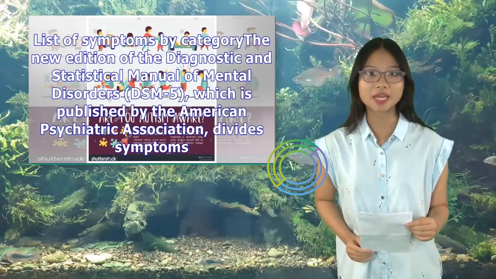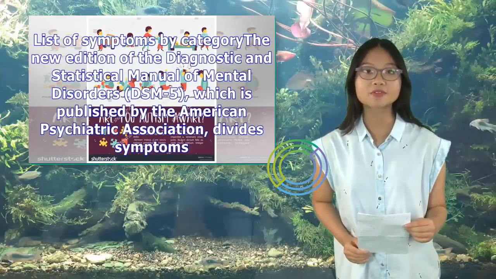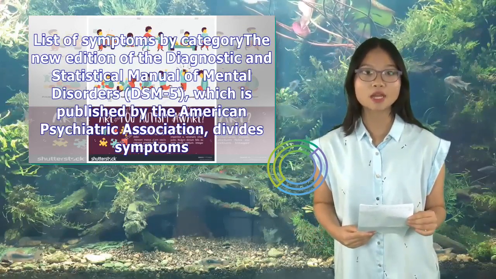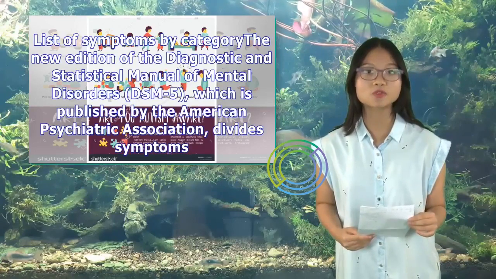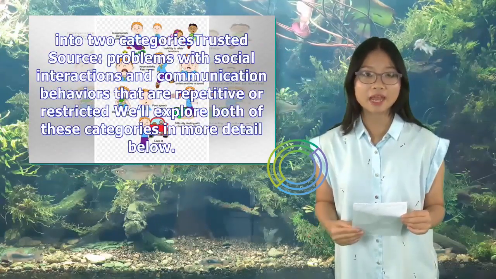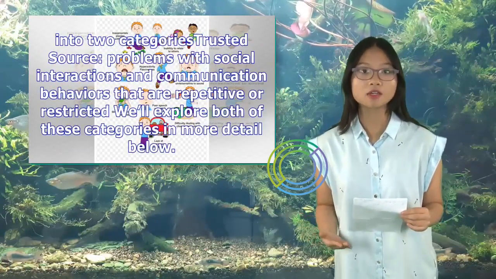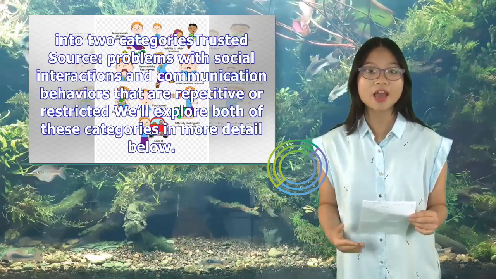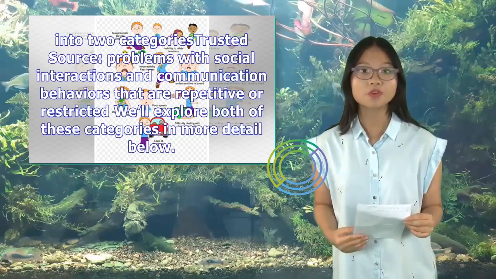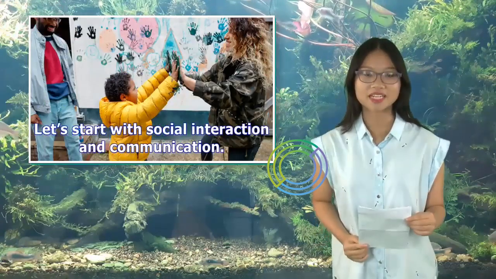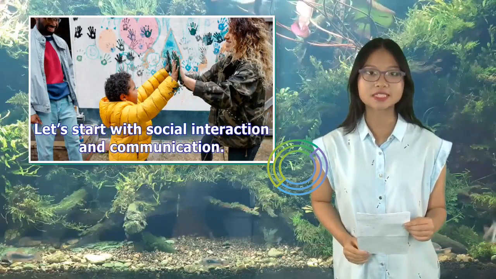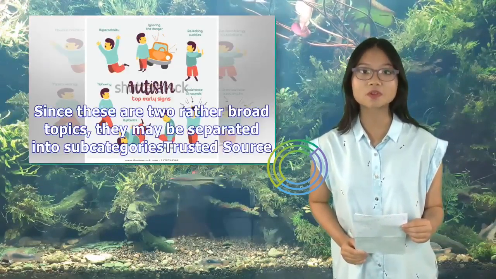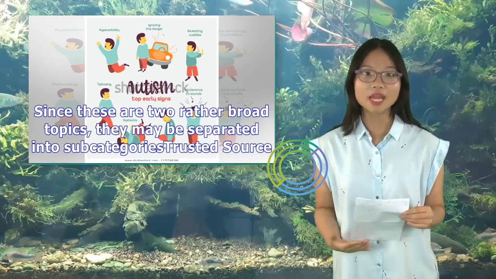List of symptoms by category. The new edition of the Diagnostic and Statistical Manual of Mental Disorders, DSM-5, which is published by the American Psychiatric Association, divides symptoms into 2 categories: problems with social interactions and communication, and behaviors that are repetitive or restricted. We'll explore both of these categories in more detail below. Let's start with social interaction and communication. Since these are 2 rather broad topics, they may be separated into subcategories.